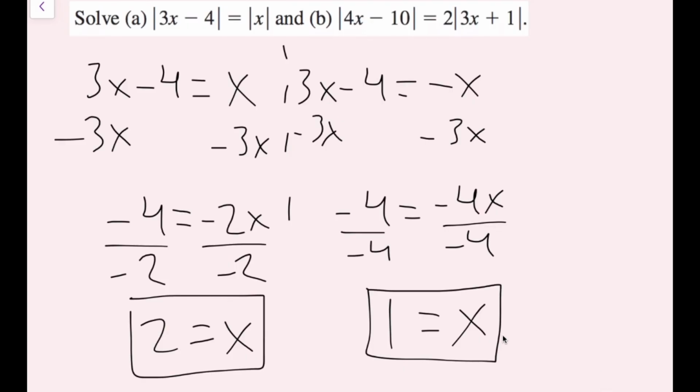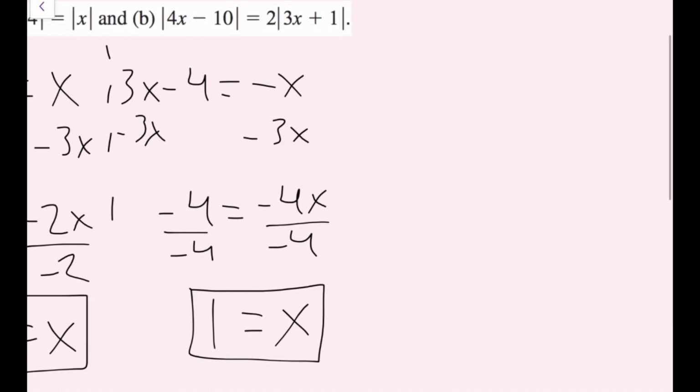You can always check to make sure that you get the correct answer here. So if I plug in 1 here, I get 3 times 1, which is 3, minus 4, which is negative 1. Absolute value of negative 1 is 1. So this is going to be true. And then same thing here. I would get 3 times 2, which is 6, minus 4 is 2. And the absolute value of 2 is equal to absolute value of 2. So we know that that's correct.